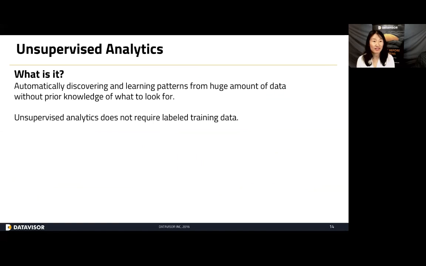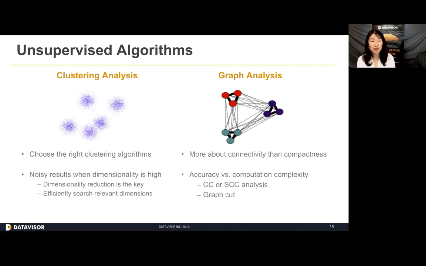So unsupervised analytics, what is it? Julian has explained supervised analytics. It's actually different from supervised analytics. The main difference is that it does not require any training data. It automatically discovers and learns patterns from a huge amount of data without any prior knowledge of what to look for. There are two main categories of unsupervised algorithms that we will cover in this webinar.